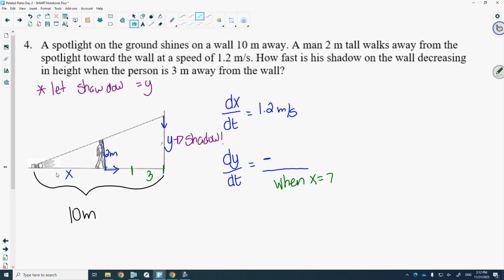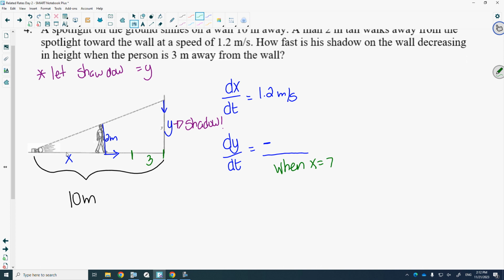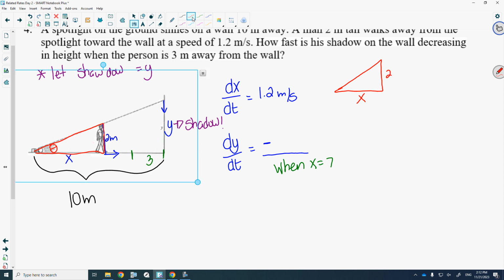Okay, these shadow questions are similar triangle questions. So what happens is I actually have two triangles within this diagram. I've got this little tiny triangle right here. So let's draw that little triangle off to the side. That little triangle would be, this would be x, and that would be 2. And here's my angle of this triangle.